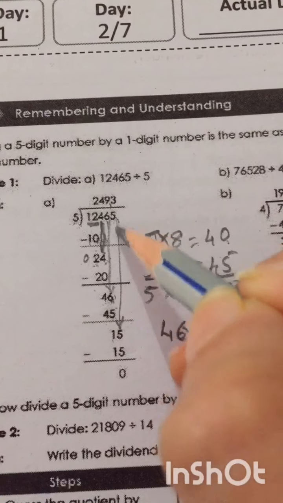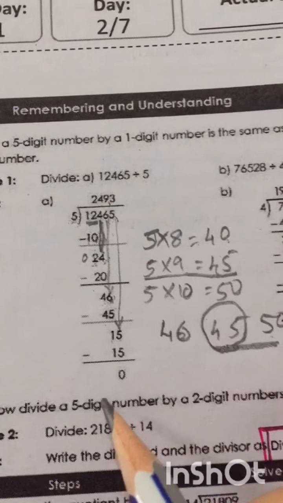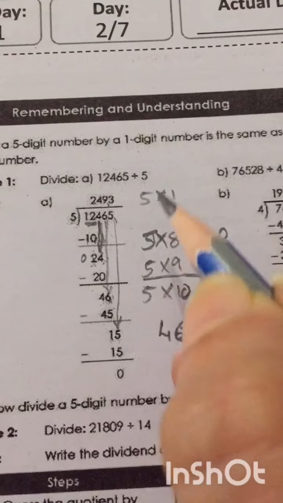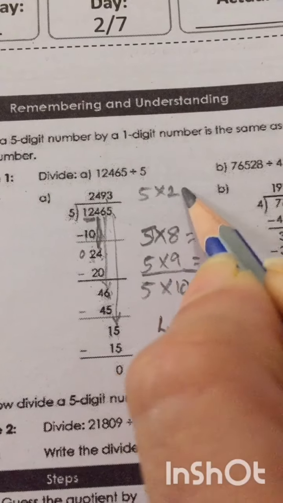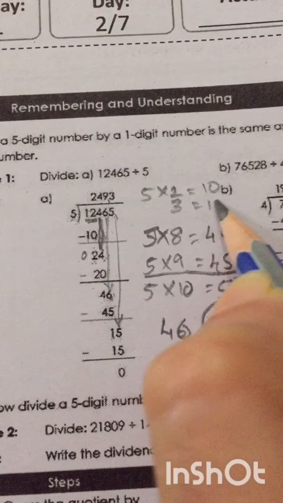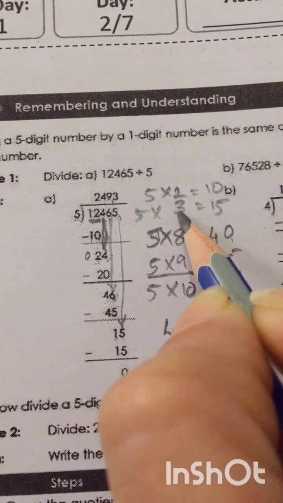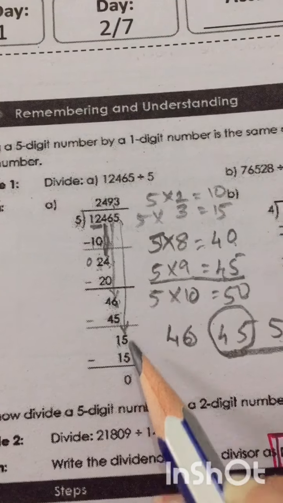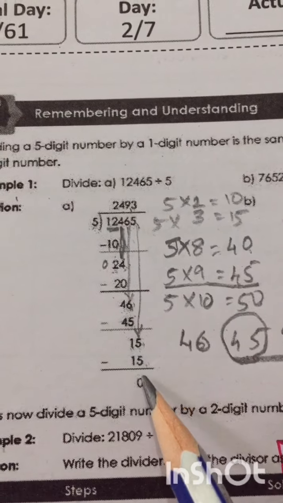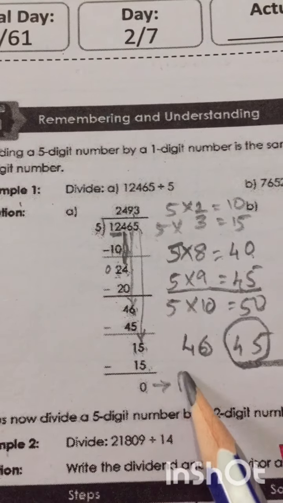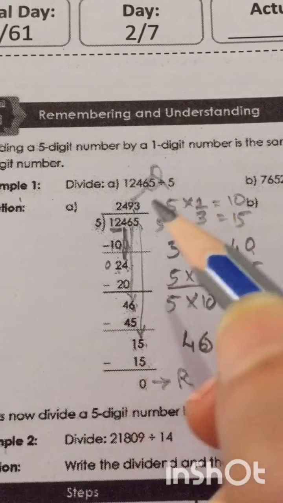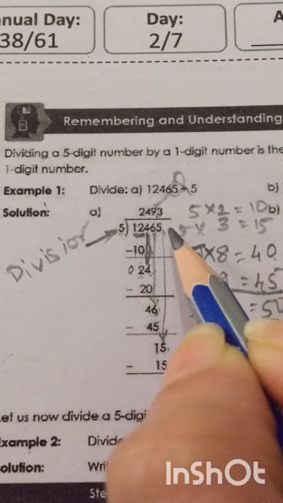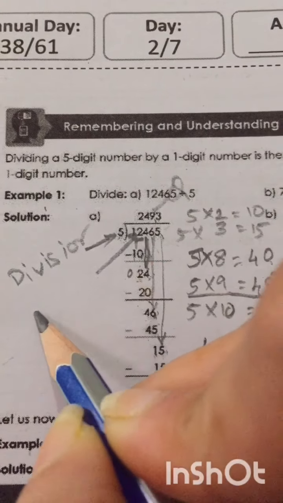Again I will take the next digit, I'll take it down. So 15. Now again in 5's table, 5 1s are 5, 5 2s are 10, 5 3s are 15. So I subtract this 15 from this 15, I get the remainder 0. So this is remainder, this is quotient, this is divisor, and this is dividend.